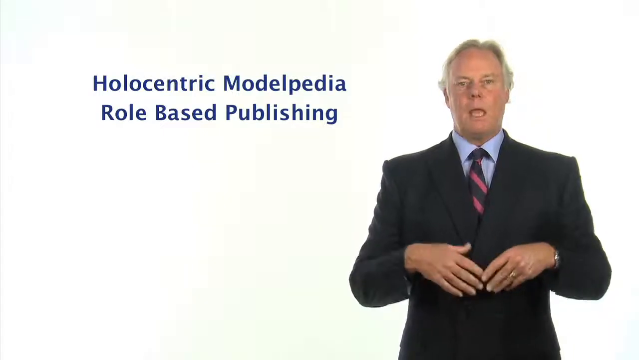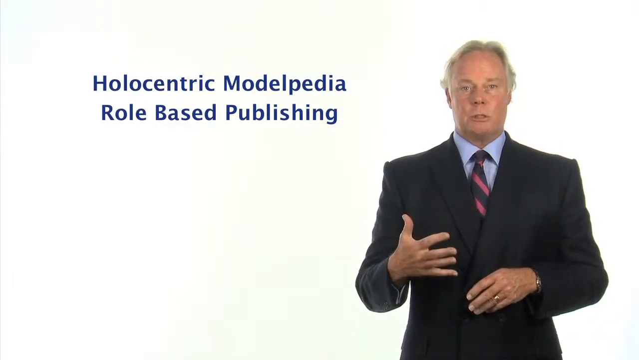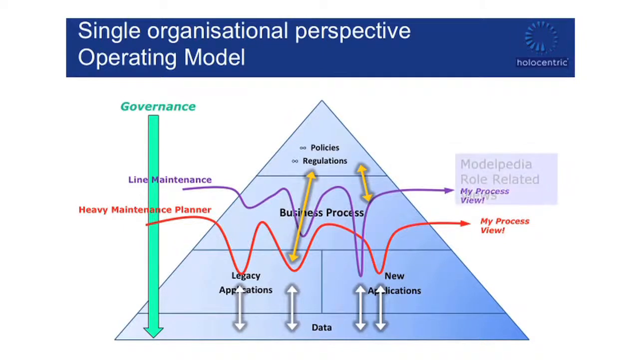Having created the operating framework in Holocentric Modeler, you then simply publish it in Holocentric Modelpedia for business as usual. Modelpedia publishes the content specifically for users based on their role in the organisation. Modelpedia gives you your information when you need it, in the form that you need it. Older personnel may want document-based views. Younger personnel are likely to want modern wiki views. The issue is to communicate the right information in a form that allows people to do their job by being able to get to the right information easily and quickly.